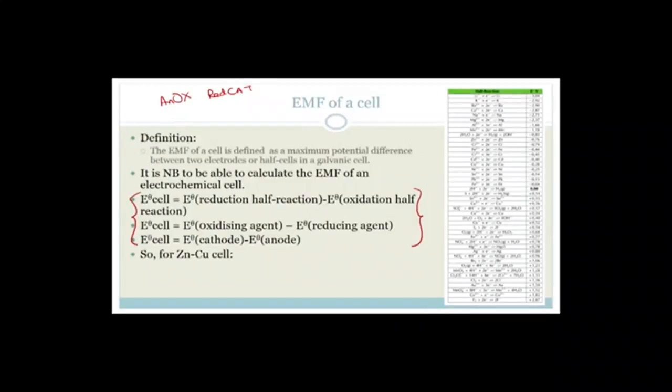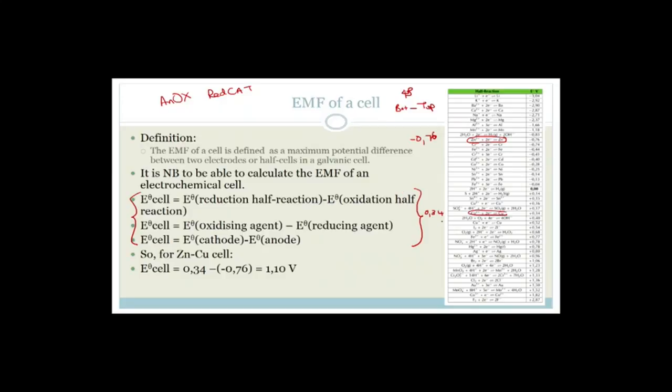So for a zinc and copper cell, if we go look for zinc and copper, there's your zinc, and your copper, which is going to be Cu2+ plus 2e- goes to, there it is. The value here is minus 0.76, and the value here is 0.34. So if you're using table 4B, it is always the bottom minus the top. Always the bottom minus the top. If you're not, then you need to know that it's the cathode minus the anode, the oxidizing agent minus reducing agent, the reduction half reaction minus the oxidation half reaction.